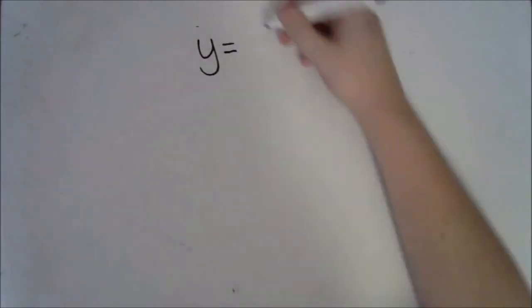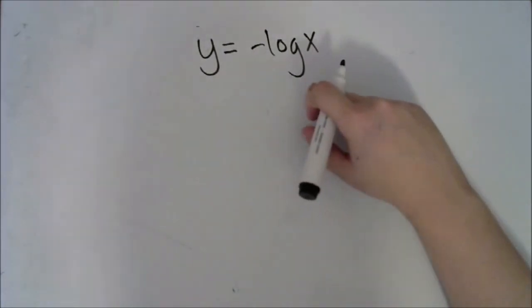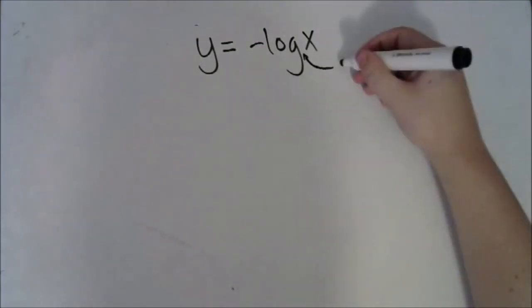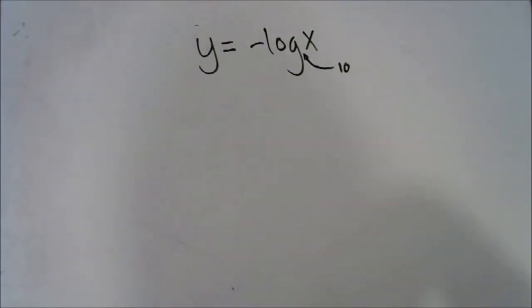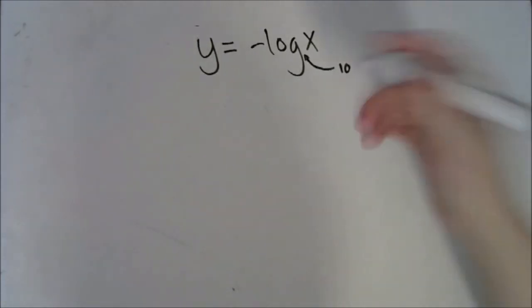Part C of the examples is our reflection. So we want to graph y equals negative log x. Now this is the first log example we've done that doesn't have a number in the base, and that's because this log is naturally base 10. Any log without a base number is base 10, which is our base value when we count.